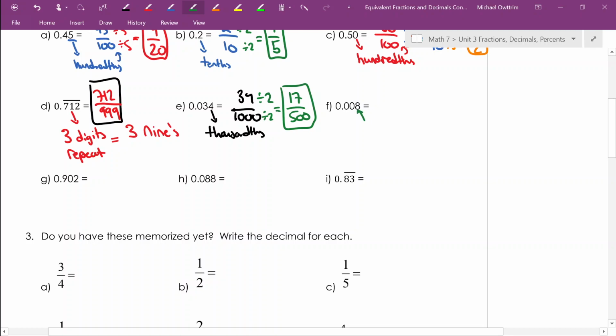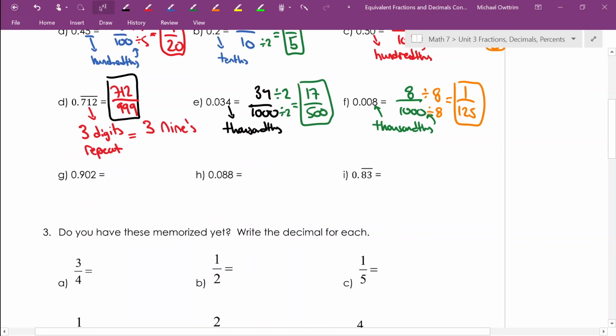0.008 also has a digit in the thousandths place, and so this will start out with 1,000 on the bottom, and our digit 8 on top. We're again going to simplify here, so both 8 and 1,000 can actually divide by 8. If you didn't recognize that, a couple of steps of dividing by 2. 8 divided by 8, though, is 1, and 1,000 divided by 8 is 125. So 1 over 125 is our fraction.